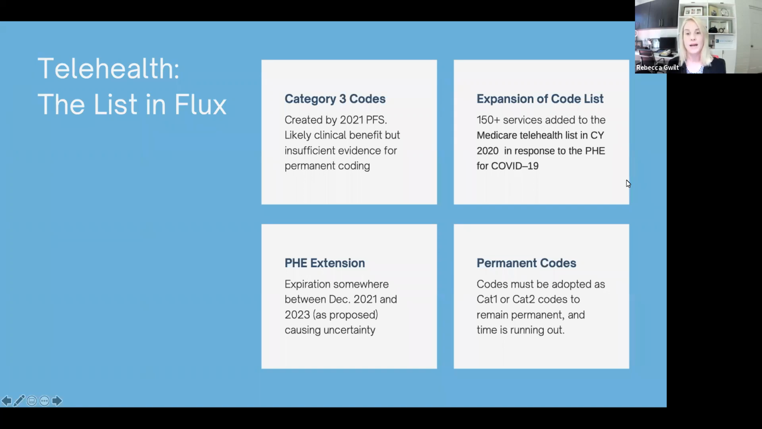There is a lot of uncertainty in the industry around these codes, primarily the Category 3 codes, which are those codes that CMS is essentially saying, yeah, they could become permanent codes. We need more data, et cetera. Right now, they're set to expire either at the end of the year that the public health emergency ends, or the end of this year. So again, if the public health emergency gets extended past December into 2022, it could be at the end of 2022.